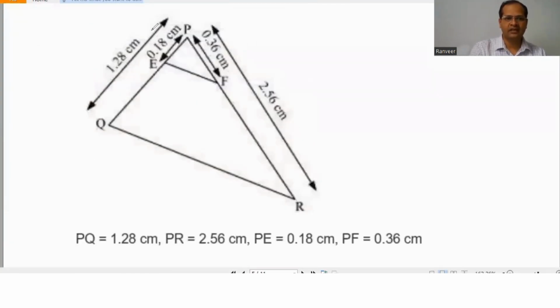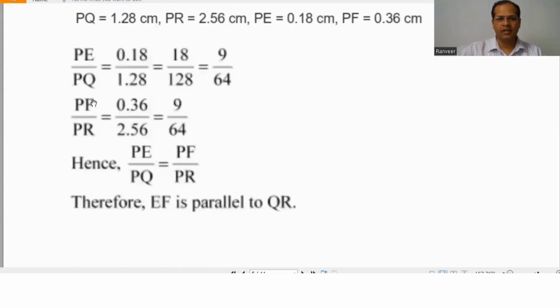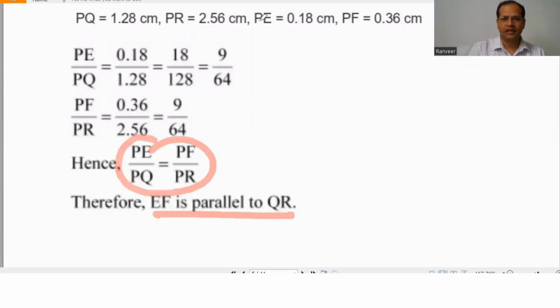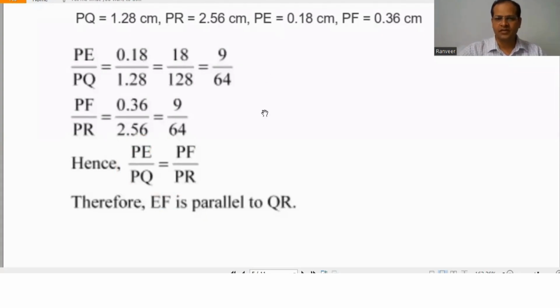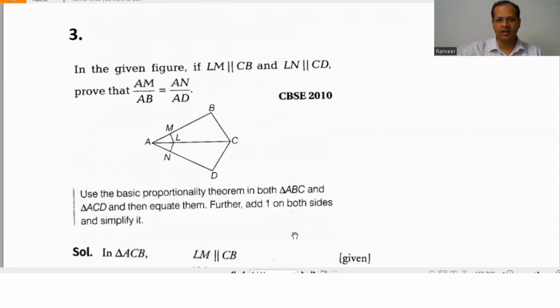Now in this case, PE by PQ equals PF by PR. So PE by PQ and PF by PR we have to take. PE by PQ is 9 by 64 and PF by PR is equal to 9 by 64. So both are equal, so both are parallel. So just by substituting the values, we have to check whether two lines are parallel. Now question number 3.